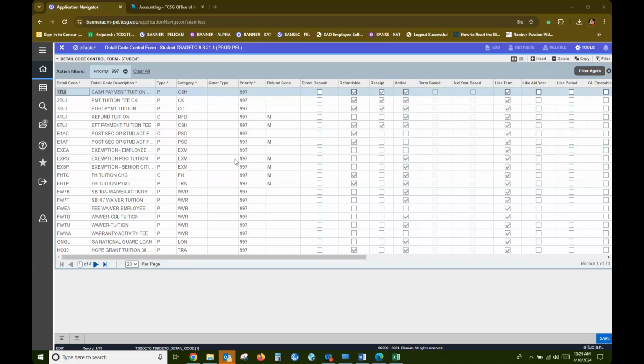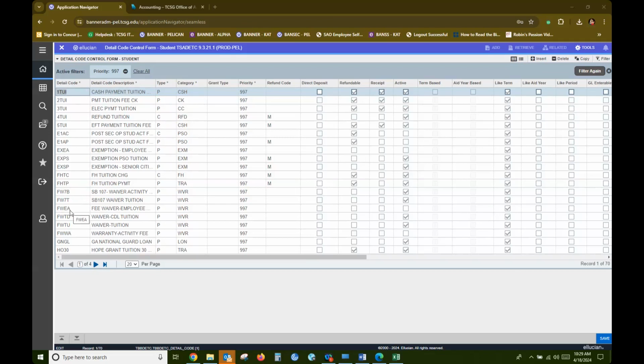Okay, so detail codes. A detail code is your 4-digit unique identifier that identifies whatever charge and/or payment that you are entering into Banner. It's very important that you know whether it's a charge or a payment, because you have to tell Banner, is this a payment or is this a charge, for it to know what to do with it. So this is your detail code.